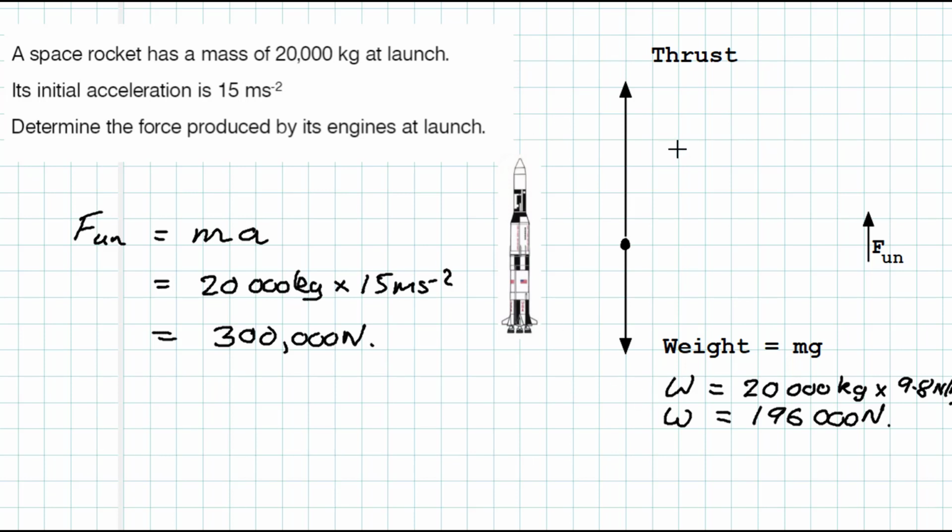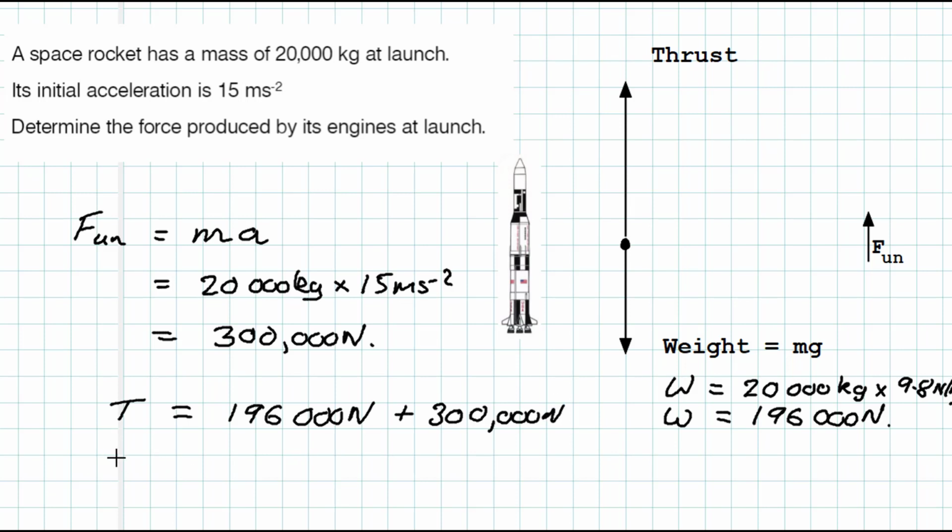Now this is where our diagram really comes into play, because the thrust of the rocket must be bigger than the weight of the rocket by the unbalanced force. So the thrust of the rocket must be equal to the weight of the rocket, which we've just calculated to be 196,000 newtons. And it must be bigger than the weight by the unbalanced force. So we've got to add on the unbalanced force, 300,000 newtons.